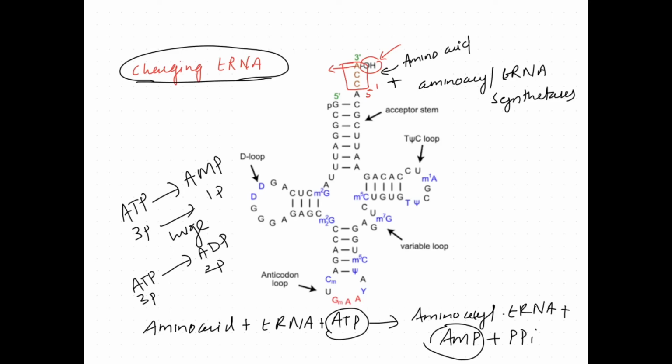So based on the anticodon, the amino acid is charged at the amino acid acceptor arm. This is the acceptor stem and this is the acceptor end. There the amino acid is added by the enzyme aminoacyl tRNA synthetase.